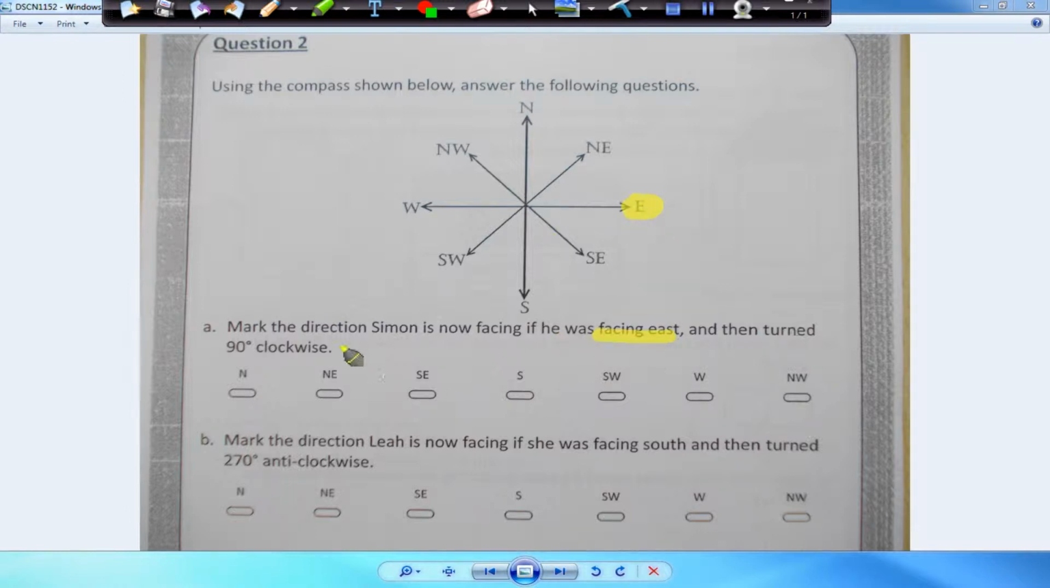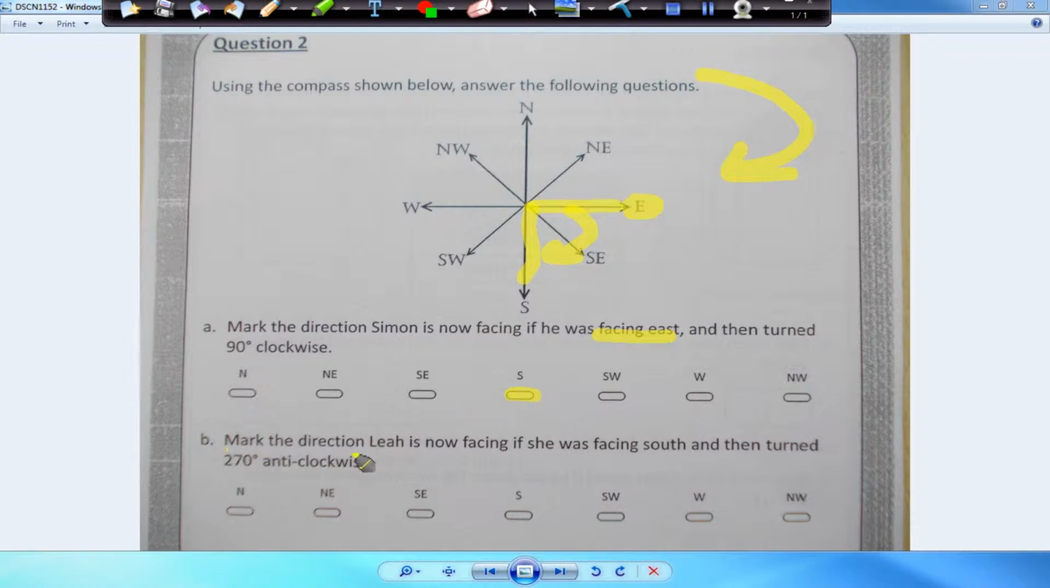East. And then he turned 90 degrees clockwise. So from this direction, 90 degrees clockwise takes us straight south. Clockwise is the direction of the clock. So for question 2A, the answer should be south.